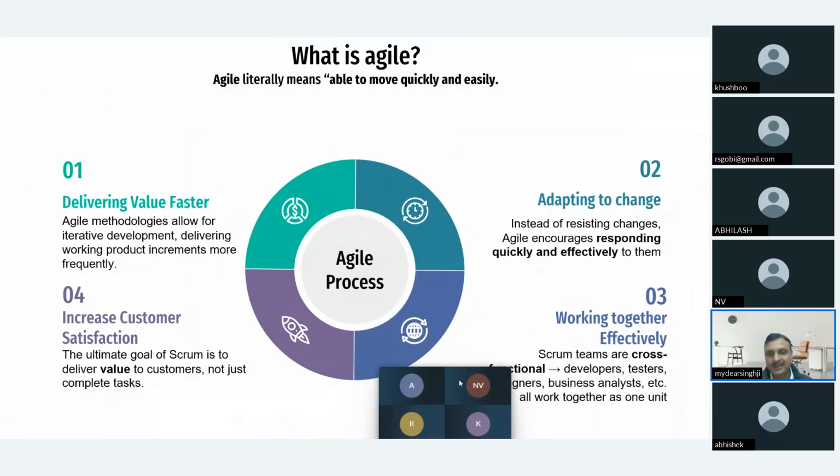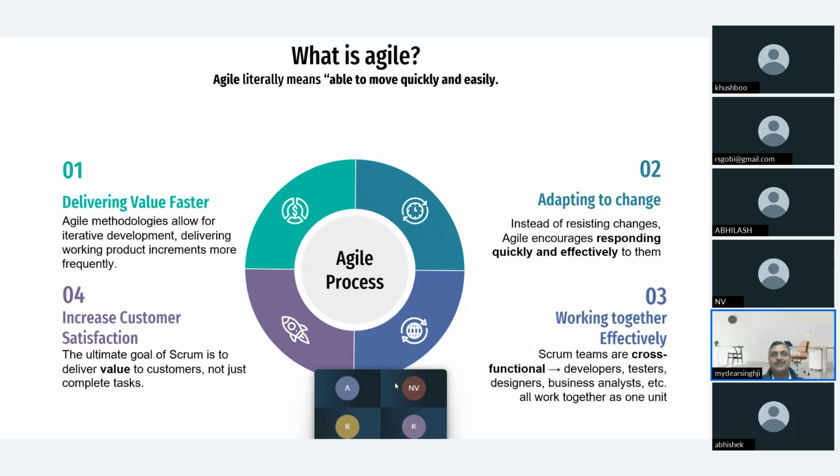Guys, Agile means quick, quickly and easily. If you search Google for what Agile means, it will say fast, quick, easy. This is the meaning of Agile. So now we are coming to Agile. What are the things that happen in Agile? What are we going to do inside Agile? Why Agile? What is the process of Agile?